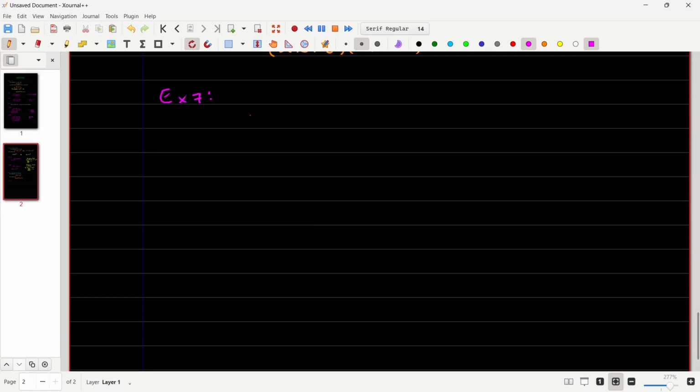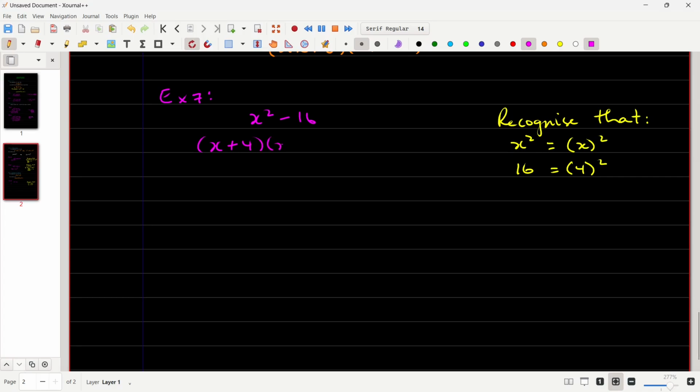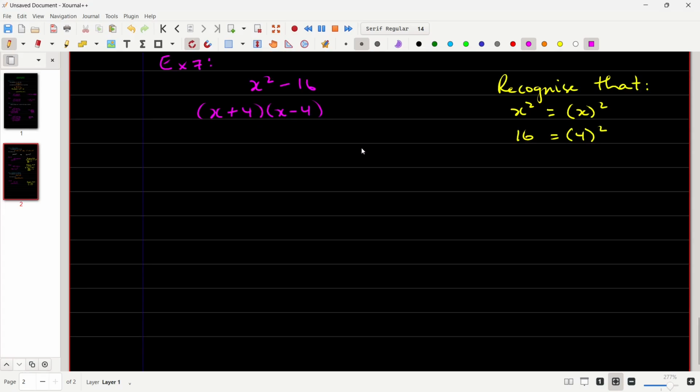All right, so we have here x squared minus 16. So we recognize that x squared is equal to x squared, and 16 is going to be equal to 4 squared. So once we recognize that, then the factors are, open bracket, x plus 4 and x minus 4. So notice it's the same x here, the same 4 here. We just put one with plus, one with minus. That's it. Let's do another one.